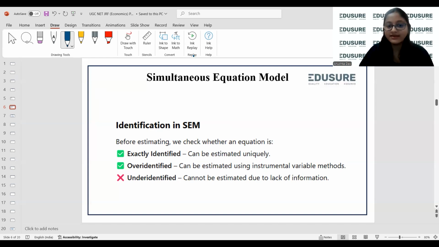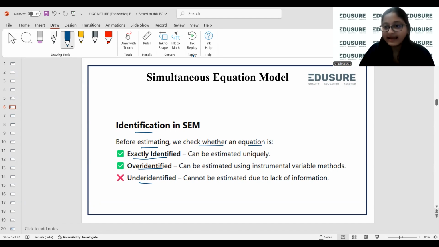So let's understand what the identification problem is. Identification comes prior to estimation. If you don't know which one is the demand equation and which one is the supply equation, you cannot estimate it. First, you have to identify what you are estimating, then you can estimate. This is also a question from UGC NET: which one comes first? Identification comes first. Before estimating, we check whether the equation is exactly identified, over-identified, or under-identified.